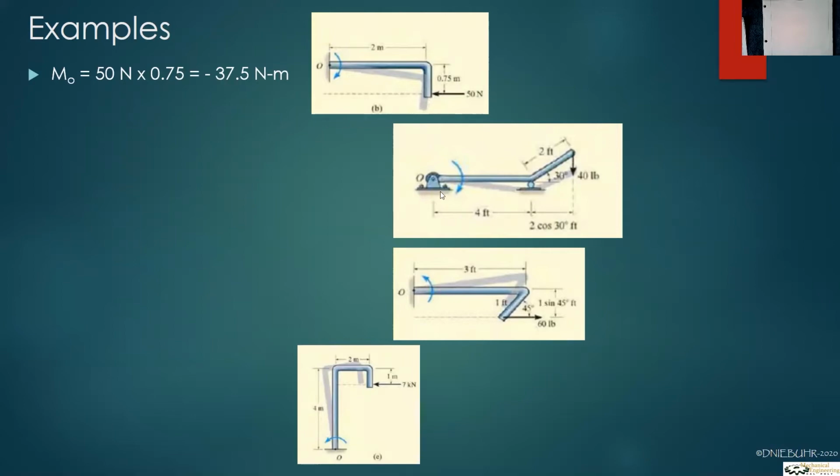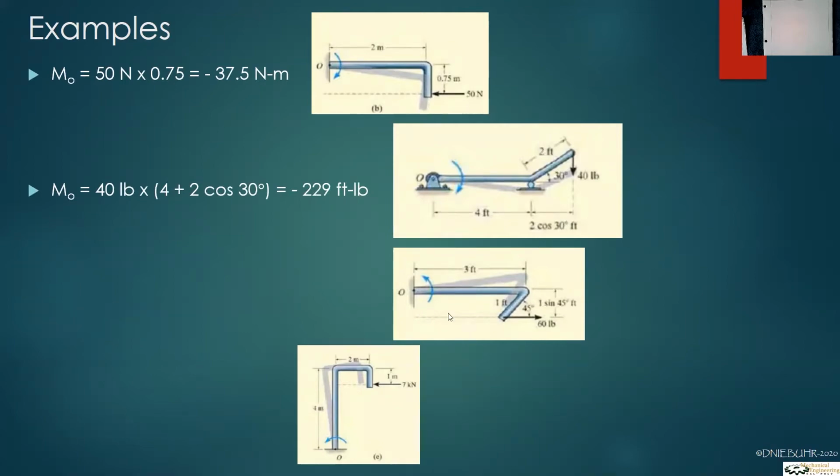Now on this one, we have, again, the 40 pounds, but we're only interested in this distance. That 2 feet doesn't matter, except that we need to account for the distance here in relation to the hypotenuse. This simple 30, 60, 90 triangle gives us 2 cosine 30. So we have 40 pounds, and the distance is 4 plus 2 cosine 30. Again, this is a clockwise rotation, and gives us negative 229 foot-pounds.